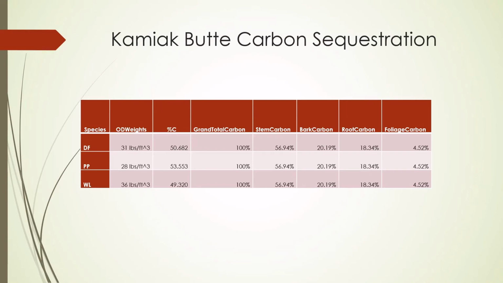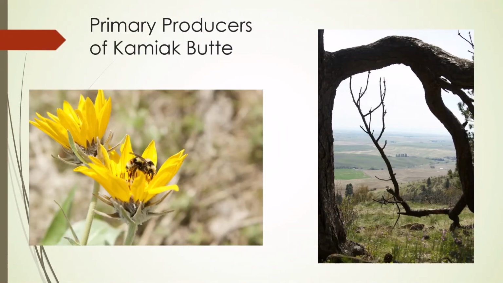These trees also serve as primary producers for Kamiak Butte. Primary producers are the origin point of energy in any given organic system. Primary producers, aka autotrophs, can create energy from inorganic material, mainly from solar radiation via the process of photosynthesis. Primary producers are the foundation upon which all organic systems stand, and the nature of the primary producers in any given system tell us a lot about the organic systems to which they belong.